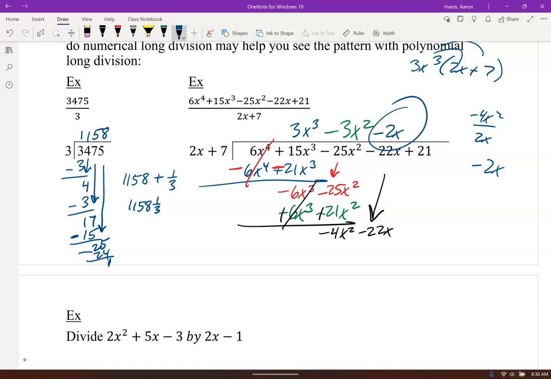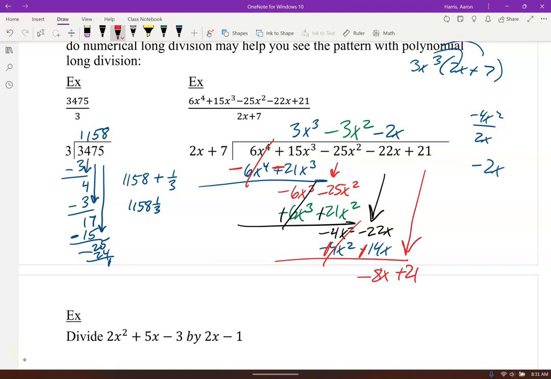Now let's multiply it. Negative 2x times 2x is negative 4x squared. Negative 2x times 7, negative 14x. Don't forget, we got to subtract this whole thing. In other words, both signs change. So change that sign, change that sign. That'll cancel. Negative 22x plus 14x is negative 8x. And I got to bring down the last term here, plus 21.